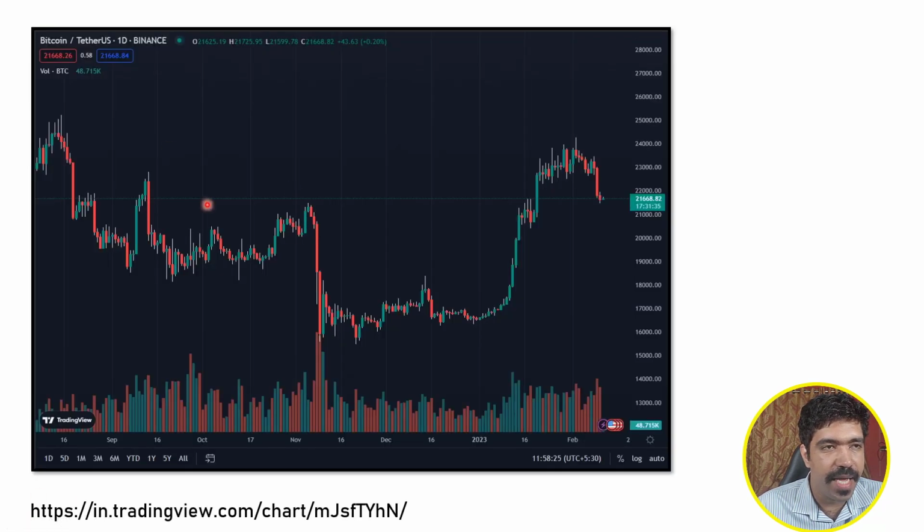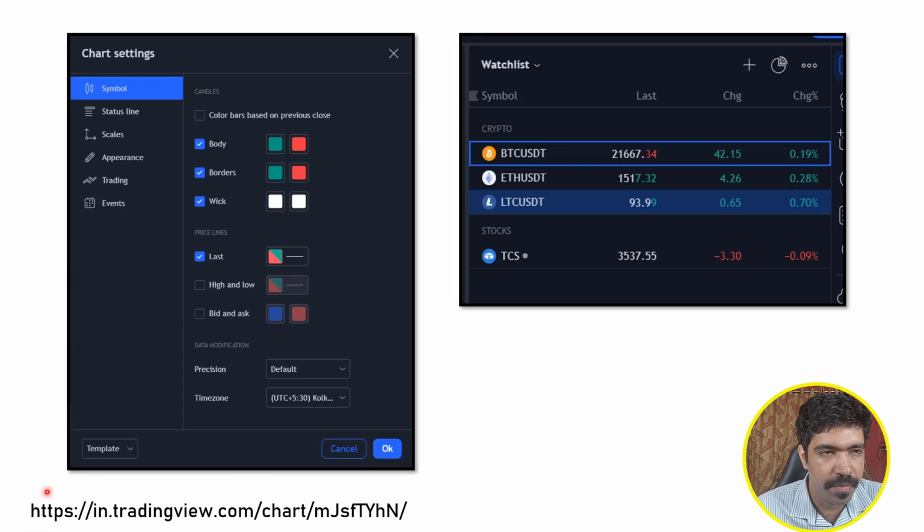So here I have taken the snapshot of Bitcoin versus USDT pair of one-day chart in Binance exchange. Here you can see that one candle is of 1 day time period, and the current price of Bitcoin is at 21,668 while recording this video, and this is taken from tradingview.com. So here you can see that some chart patterns settings are already applied on this pattern of Bitcoin.